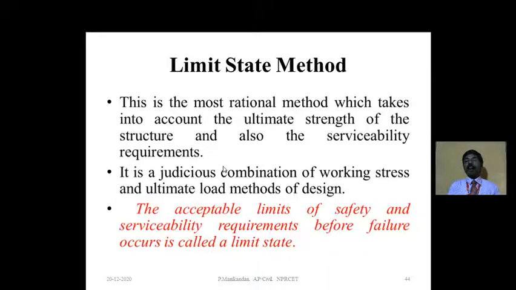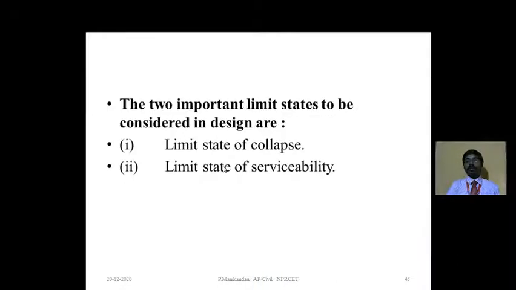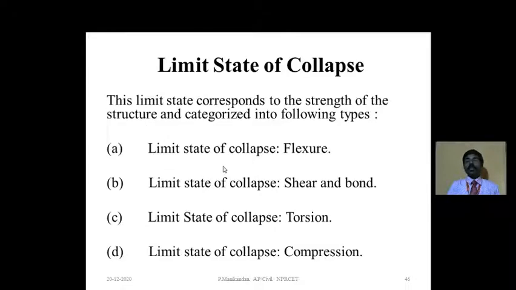the ultimate load method. In this method, the factor of safety is considered for both the loads and the stresses acting on it. The acceptable limit of safety and serviceability requirements before failure occurs is considered here, and it is called a limit state. The two important limit states considered in the design as per IS 456 are the limit state of collapse and the limit state of serviceability. The parameters to be considered under the limit state of collapse are flexure, shear and bond, torsion and compression.